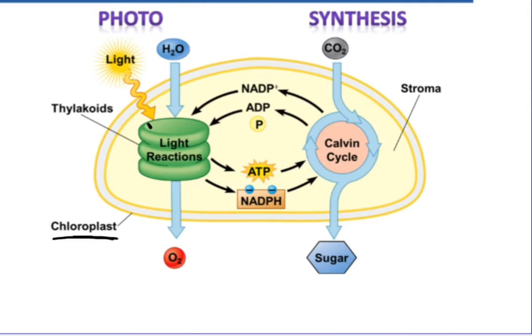Okay, this is happening in the chloroplast. There's a photo portion and a synthesis portion. It happens in two parts. The first part, the light reactions, happen in the thylakoids. And photosynthesis, again, takes place in two parts. It takes energy to make energy. It takes energy to store energy in the bonds of the carbohydrates that are being made in this process.